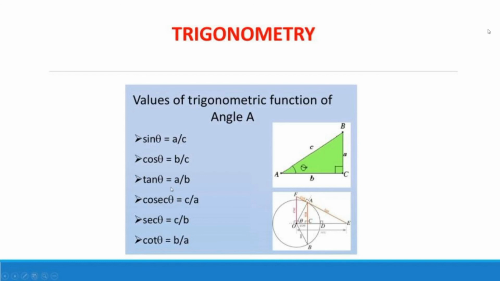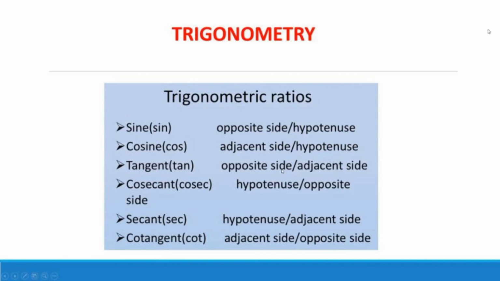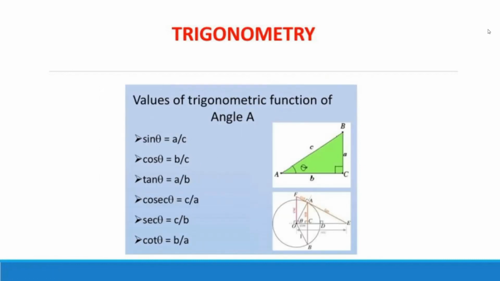Next, we have tangent theta, and tangent theta is the opposite side over adjacent side. Opposite side is a, divided by b, which is the adjacent side. So a over b is equal to tangent theta. And the reciprocal of sine theta is cosecant theta, which is equal to c over a. While the reciprocal of cosine theta is secant theta, which is c over b. While the reciprocal of tangent theta is cotangent theta, and it is equal to b over a, or adjacent over opposite side.